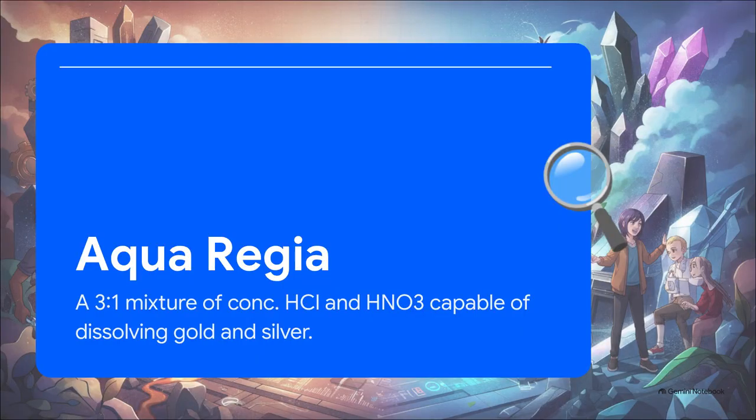So, if gold and silver are incredibly stable and ignore water and normal acids, is there anything on Earth that can dissolve them? You bet there is! Enter another massive exam favorite, aqua regia. This is a freshly prepared, highly corrosive mixture of concentrated hydrochloric acid and concentrated nitric acid, mixed in an exact 3-to-1 ratio. It is so ridiculously powerful that it can dissolve those top-tier, stubborn metals that ignore everything else.